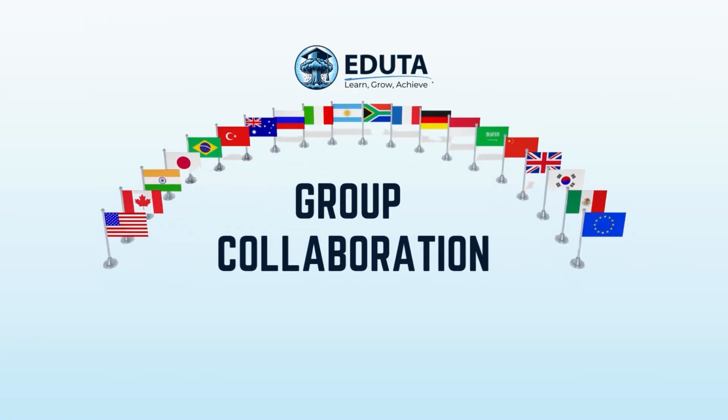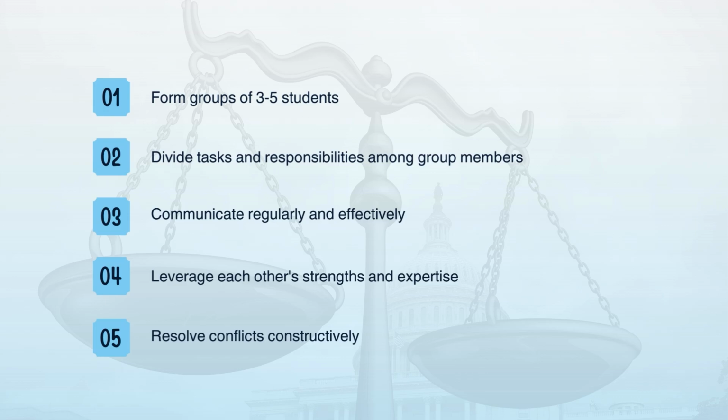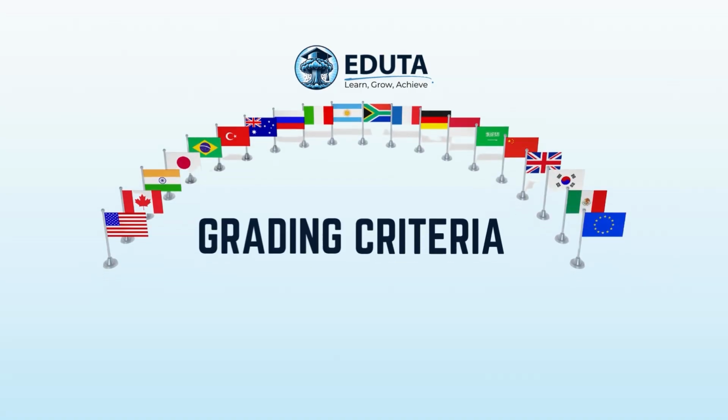Group collaboration. Form groups of 3 to 5 students. Divide tasks and responsibilities among group members. Communicate regularly and effectively. Leverage each other's strengths and expertise. Resolve conflicts constructively.